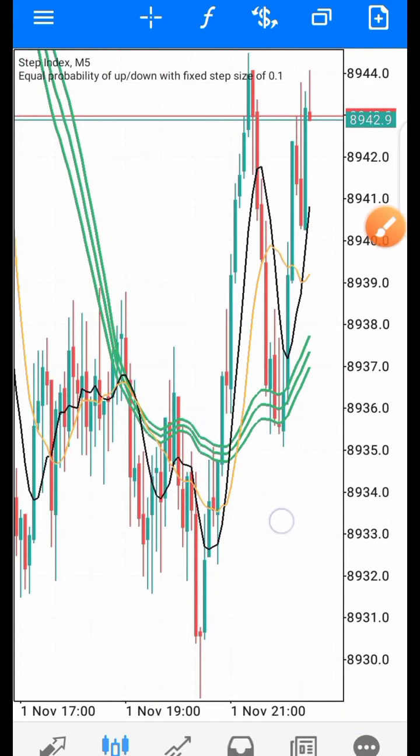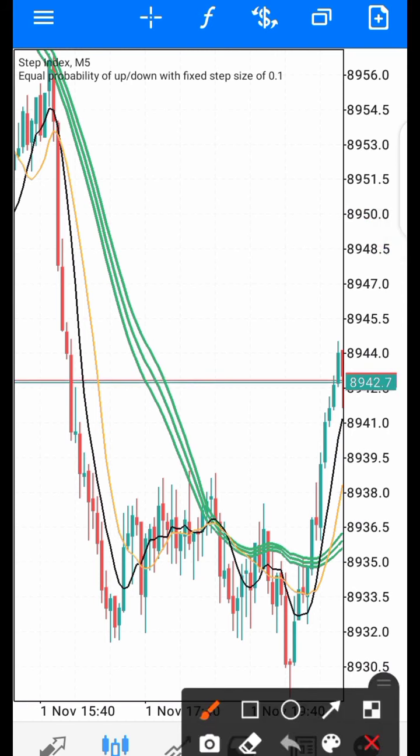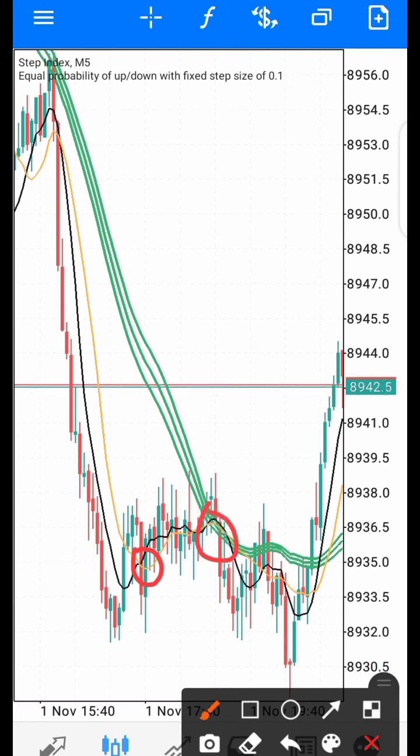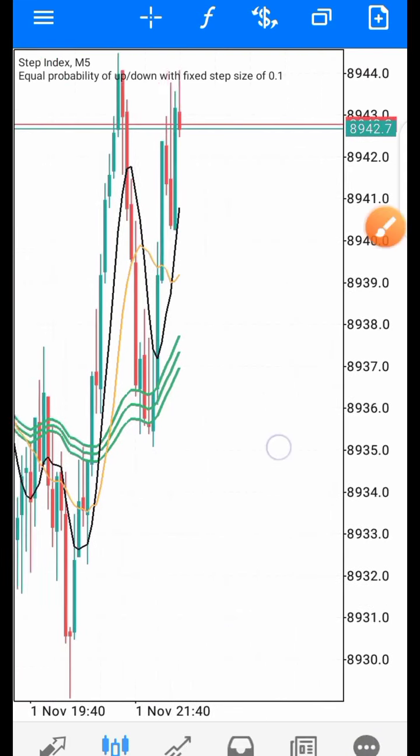So you can see, this is the one you first see at the beginning of this video. I can see the cross here, then I wait for the cross to happen again here. Though it's really consolidating, at the end of the day, it's still going my way. And the first target here was hit. You understand? So that is how the strategy works.